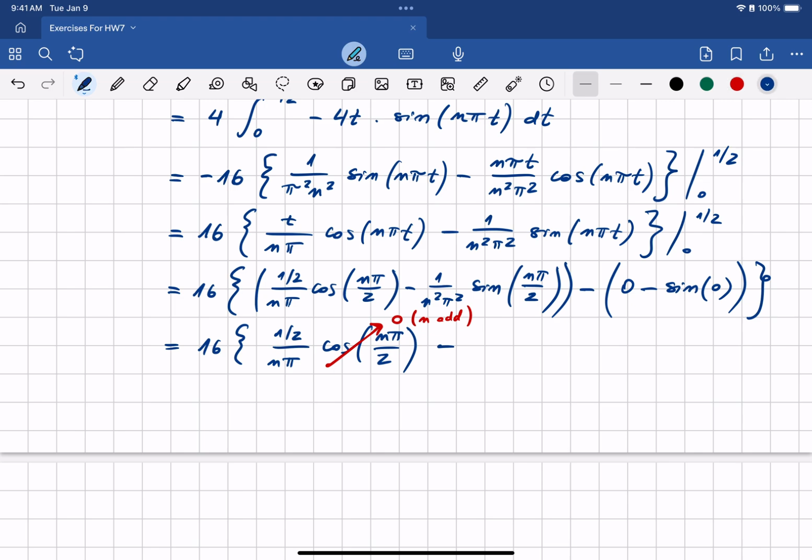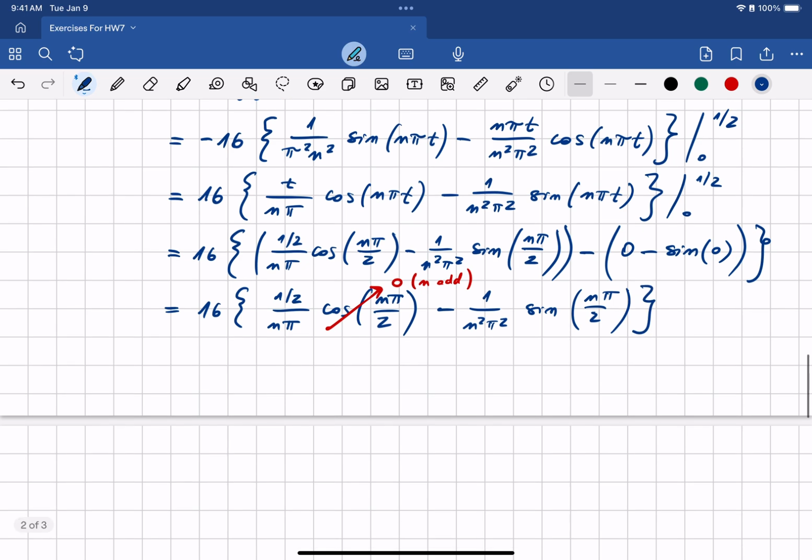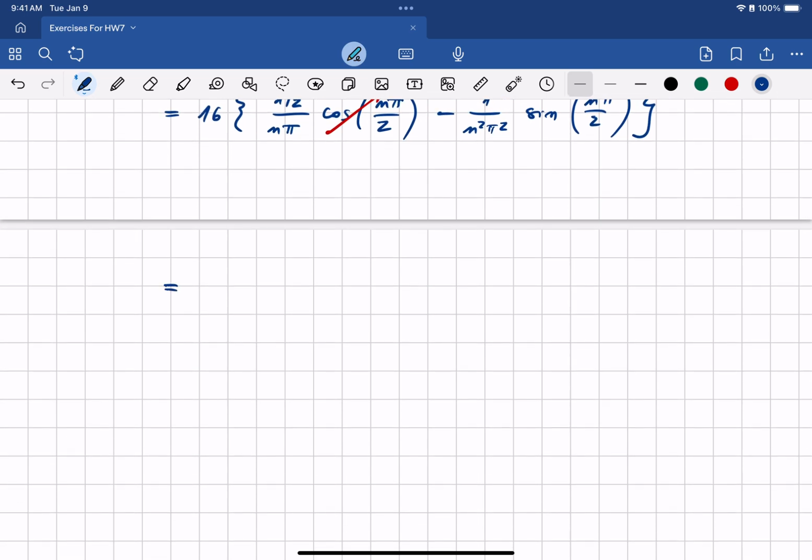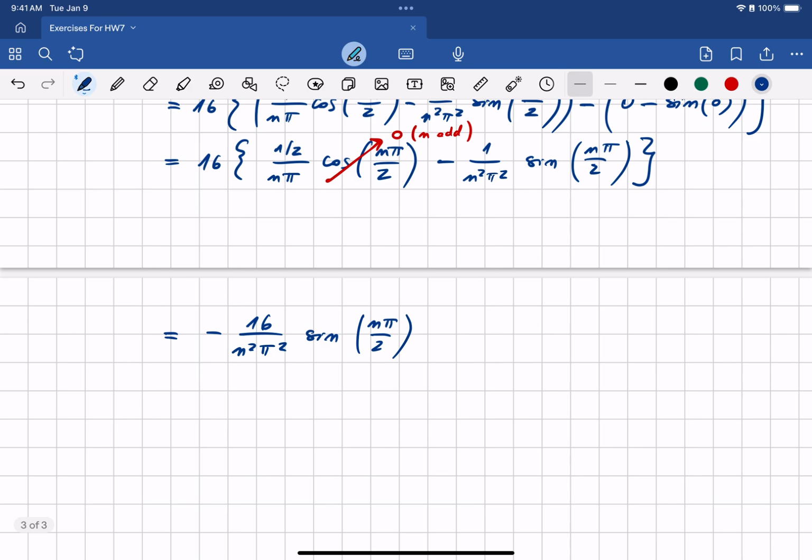And then we have the sine portion that definitely is going to be different than 0. We said n square pi square sine of n pi over 2. Okay, so that means that we simplify this part and we get negative 16 over n square pi square sine of n pi over 2. And that's pretty much it, right? If you leave it at this point, that's going to be correct.